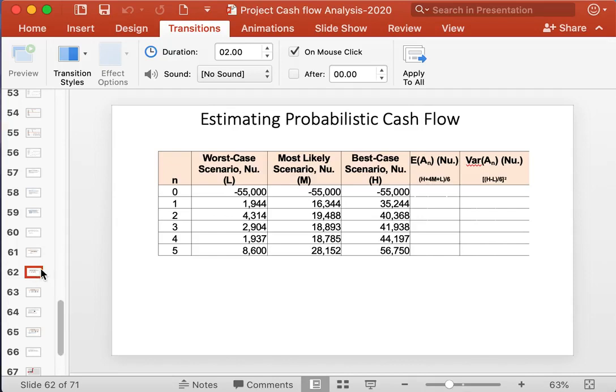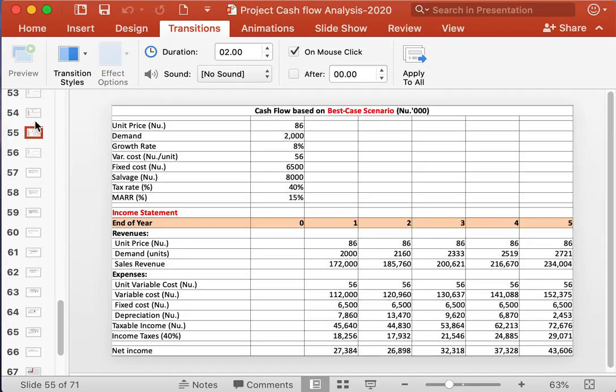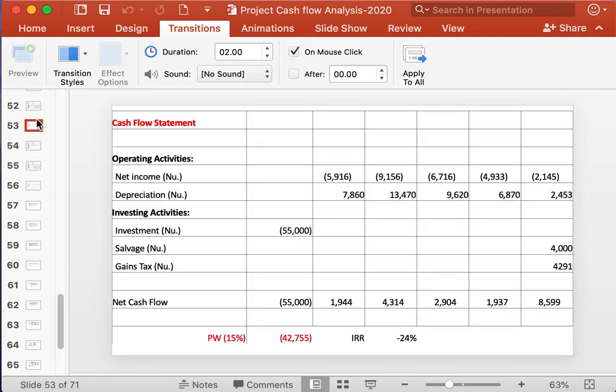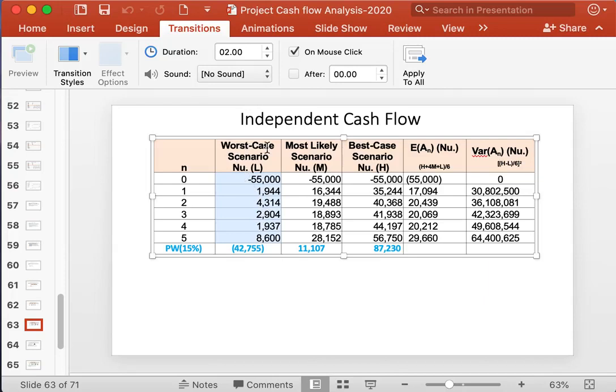Okay, so what we do is we transfer the cash flows from the worst case scenario and put it in this form of the table. So this cash flow for year 0, year 1, year 2, year 3, year 4, year 5, all of these are brought from the cash flow generated using worst case scenario. You can see here. So we have transferred this cash flow here in the worst case scenario column.